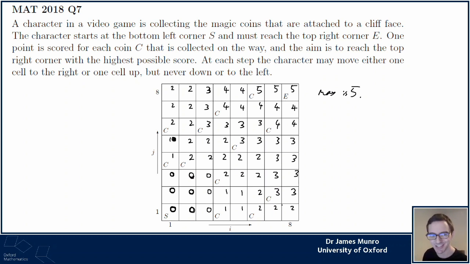And the next part of this question is going to work out how do you actually do that. So I've worked it along here. I haven't been keeping track of the actual route to success. The rest of this question is going to work out how to work out the route from this grid of numbers. Okay.